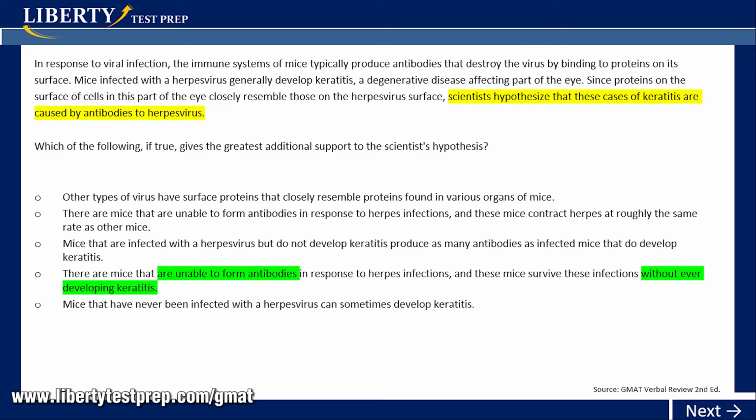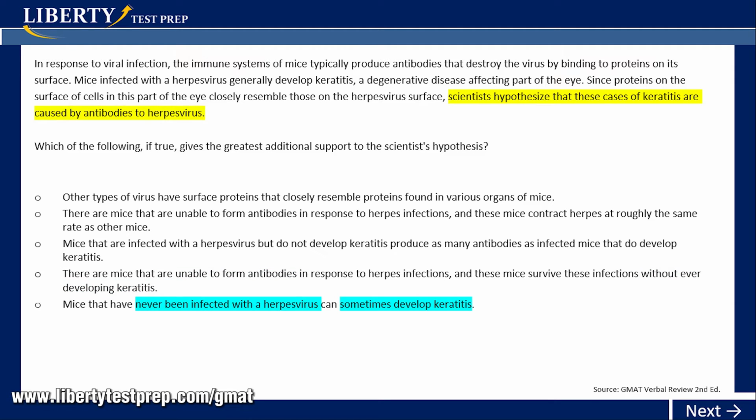Letter D. There are mice that are unable to form antibodies in response to herpes infections, and these mice survive infections without ever developing keratitis. That one's the answer. Because they're telling us, if you don't have antibodies, if these mice are unable to make them, then they will not develop keratitis. So, supporting the causal effect, right? No antibodies, no keratitis. So, if you have antibodies, you have keratitis. That's definitely the answer here.